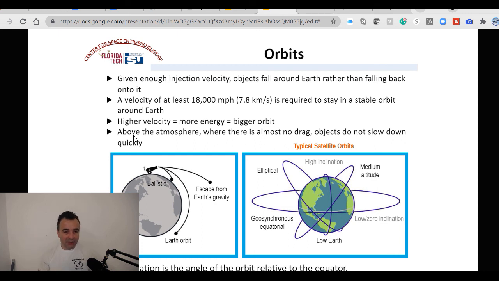That effect changes over time. With higher velocity, you do have more energy, and you go into a bigger orbit. You need to check that. What does it mean, a bigger orbit? Because in this case, you maintain the same orbit. Above the atmosphere, where there is almost no drag, objects do not slow down quickly. So we need to get some pull.